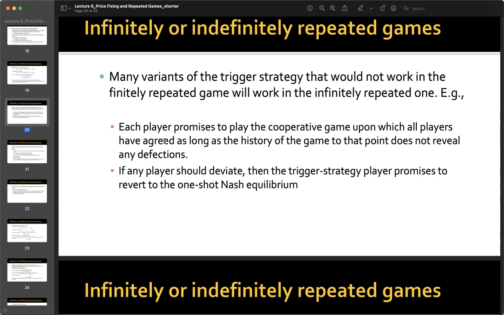Each player promises to play the cooperative game upon which all players have agreed, as long as the history of the game to that point does not reveal defections. Should there be any defections or deviations, then the trigger strategy player promises to revert to the one-shot Nash equilibrium. Okay. So this means, during the course of the game, we'll try to cooperate and have that elevated profit. But once I detect the deviation, everyone will go back to the Nash equilibrium, which, like we said earlier, is a state which is self-enforcing. Once you're in the Nash equilibrium, no one would necessarily want to leave it.